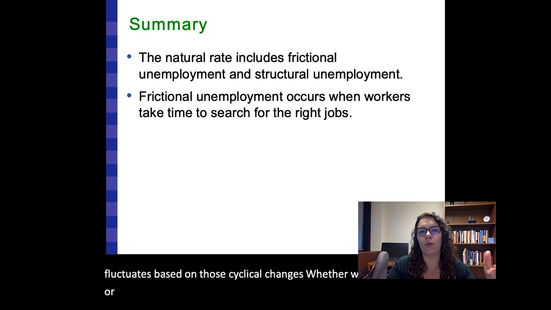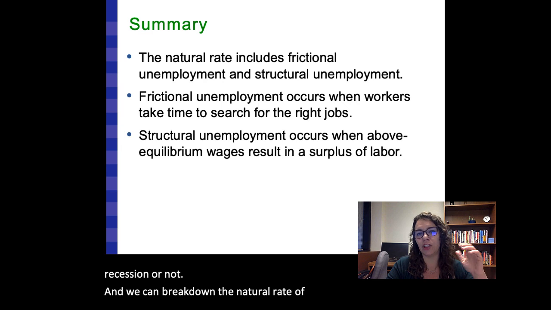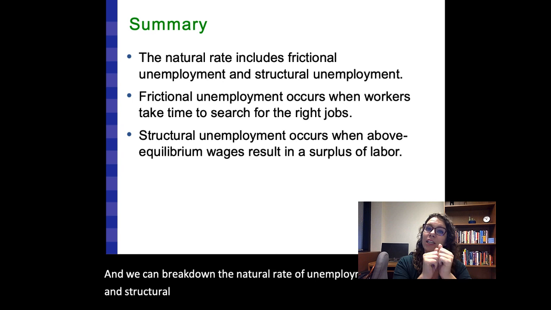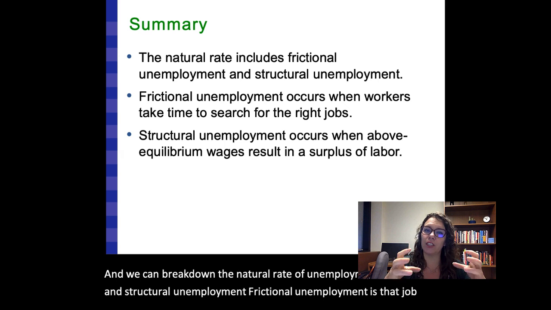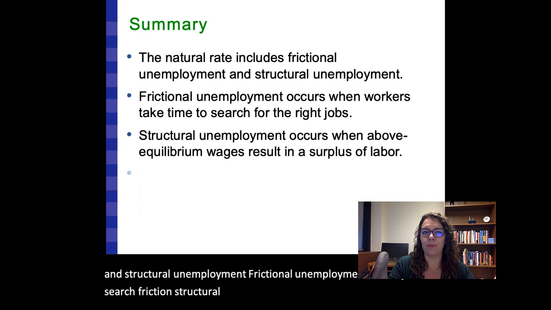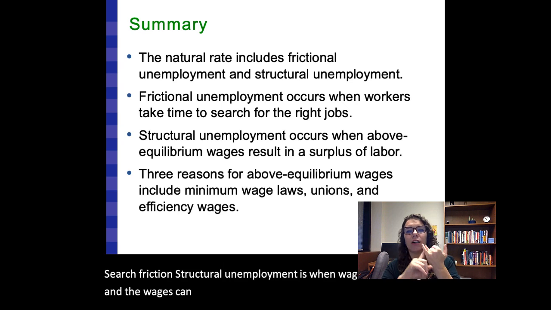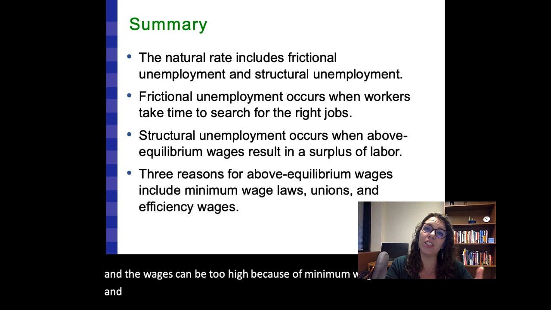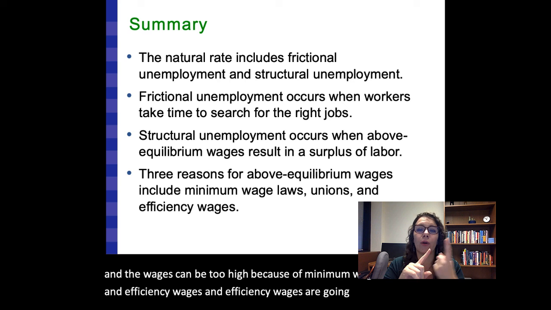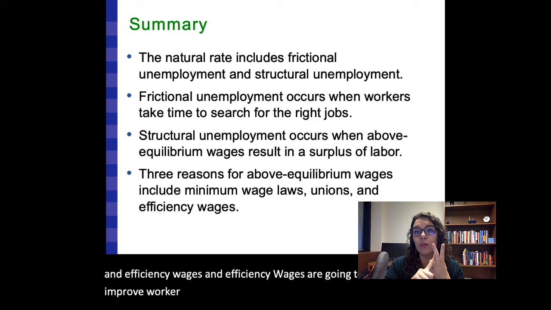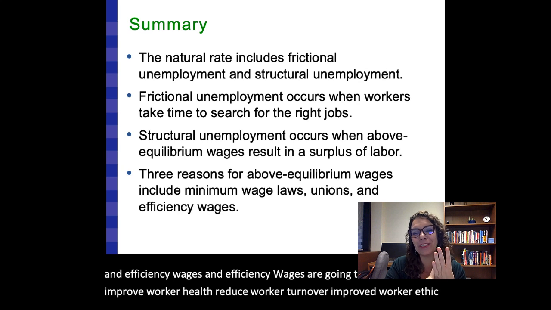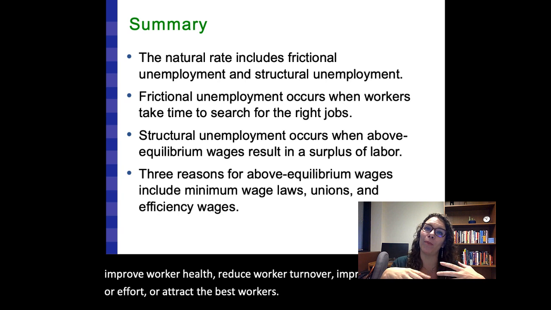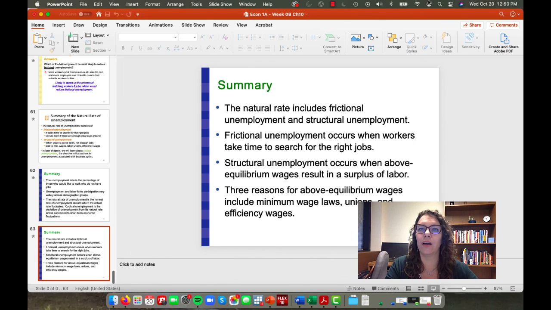And we can break down the natural rate of unemployment into frictional and structural unemployment. Frictional unemployment is that job search friction. Structural unemployment is when wages are too high. And the wages can be too high because of minimum wage laws, unions, and efficiency wages. And efficiency wages are going to tend to either improve worker health, reduce worker turnover, improve worker ethic, effort, or attract the best workers, and all of those things are going to make the firm more productive, and so that's why firms would pay efficiency wages. Sound good? Hopefully.